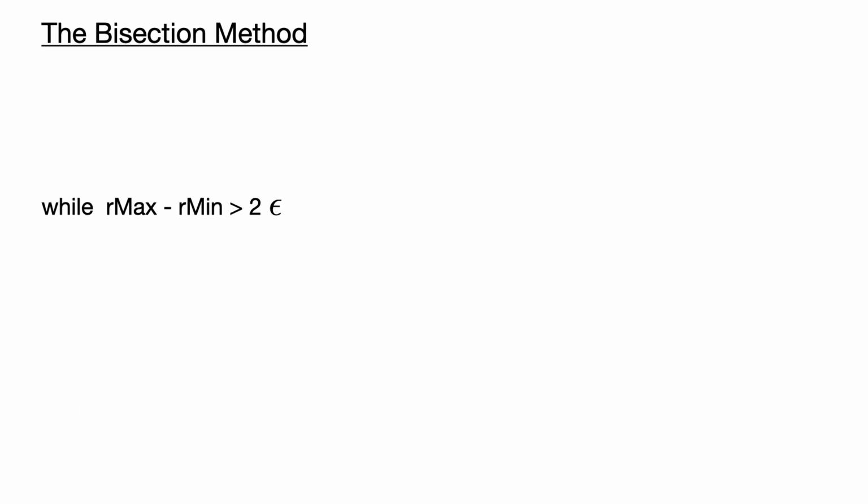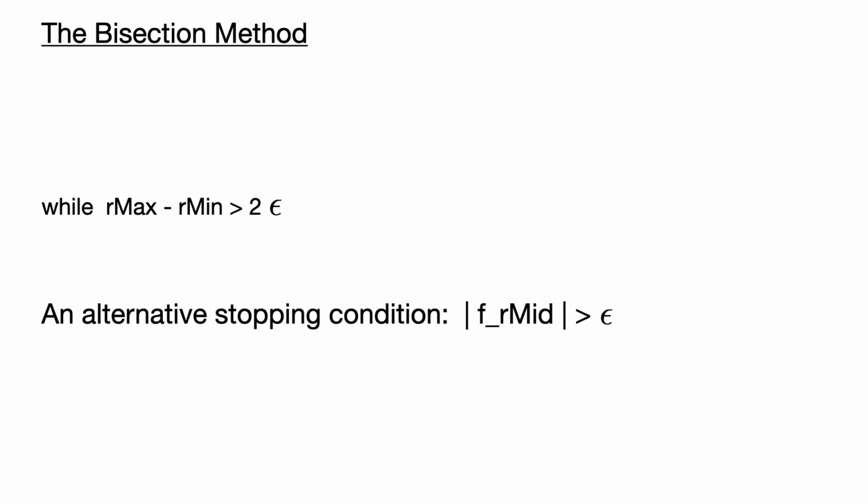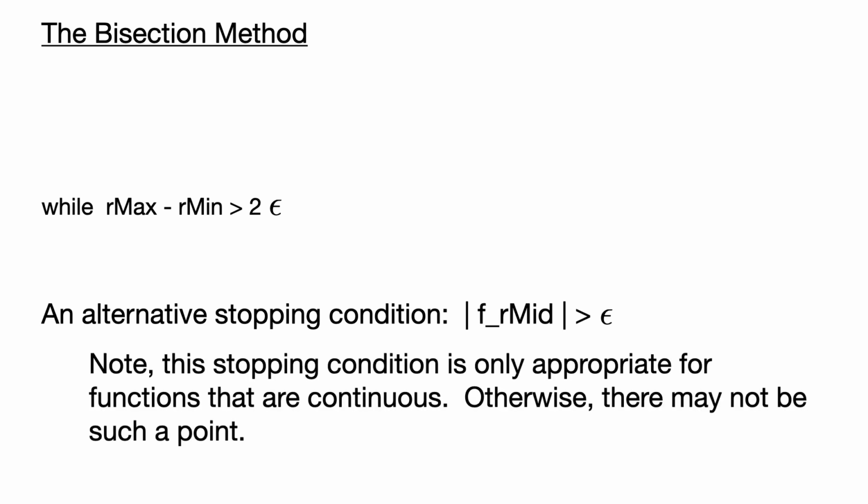There are alternative stopping criteria to the one listed here. Perhaps we're not interested in the x interval. Perhaps we want the function close enough to 0 before we exit. So an alternative stopping condition is while the magnitude of f of our mid is greater than epsilon. Note that this stopping condition is only appropriate for functions that are continuous. Otherwise, there may not be such a point in our function.